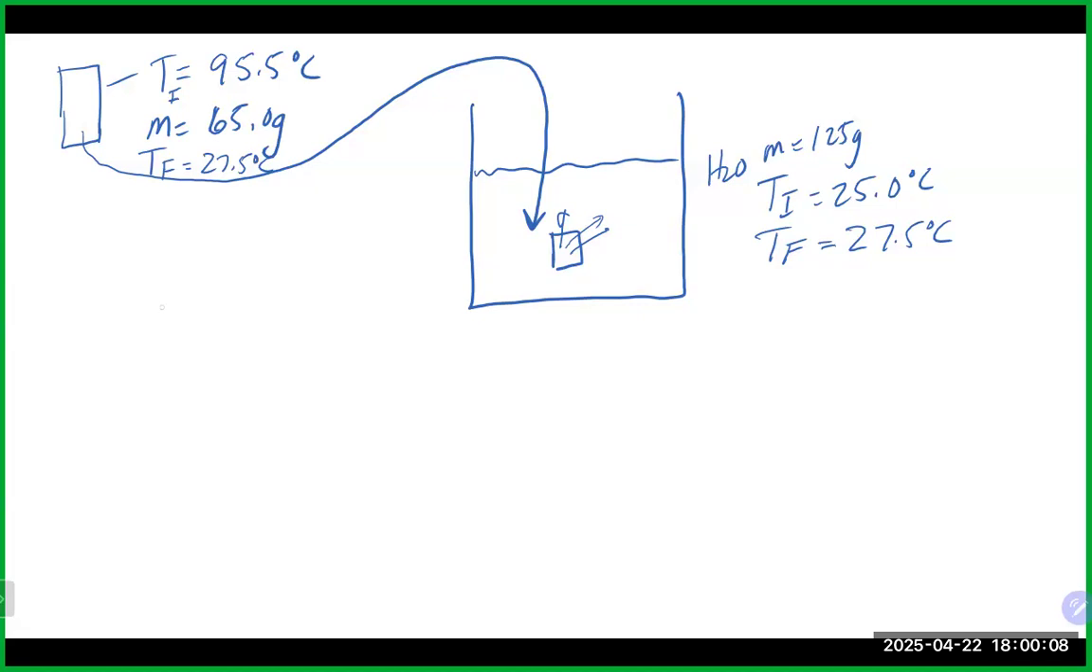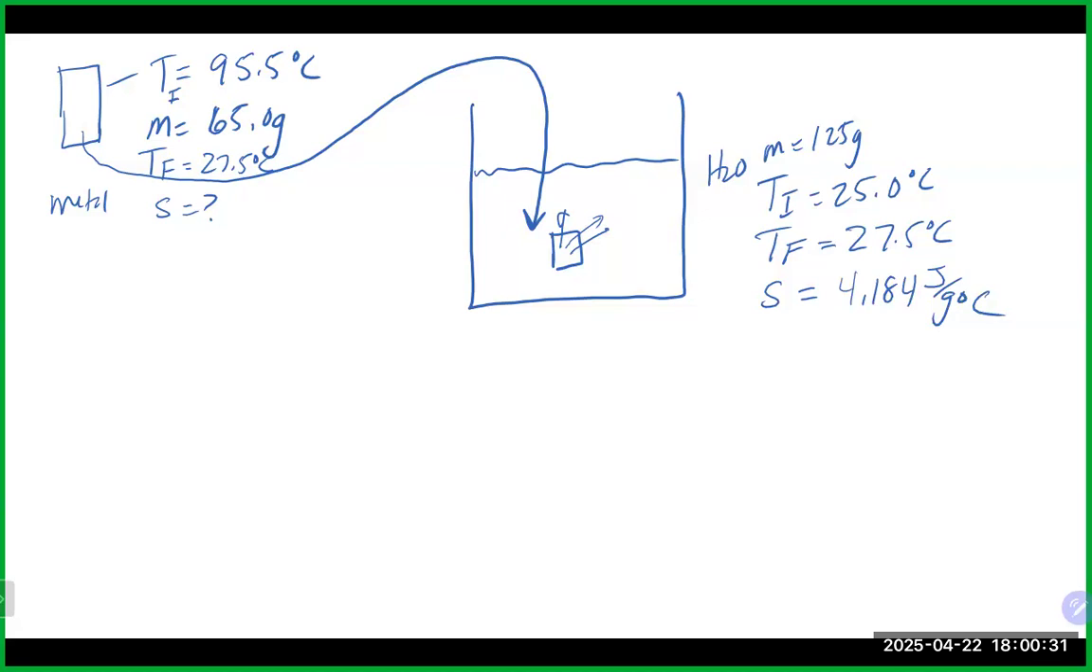Now, let's just say for our metal here, we wanted to figure out what is the specific heat capacity of our metal. We could do that, and much of what we do a lot in chemistry is look at water because we know a lot about water. For example, we know the specific heat of water, 4.184 joules per gram per degree Celsius.